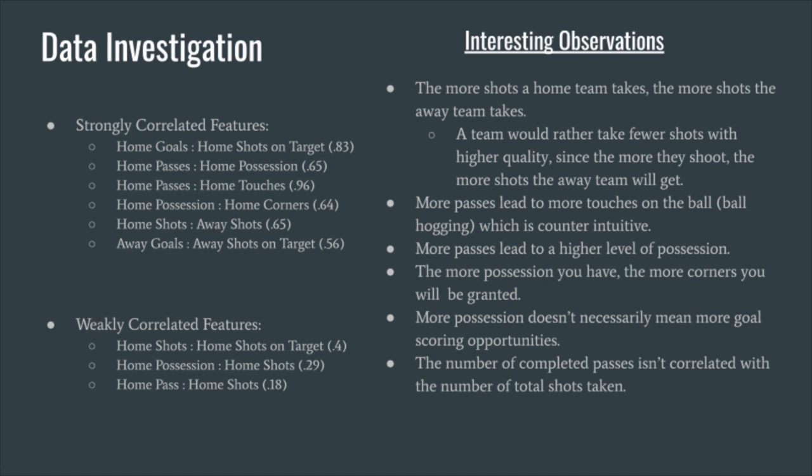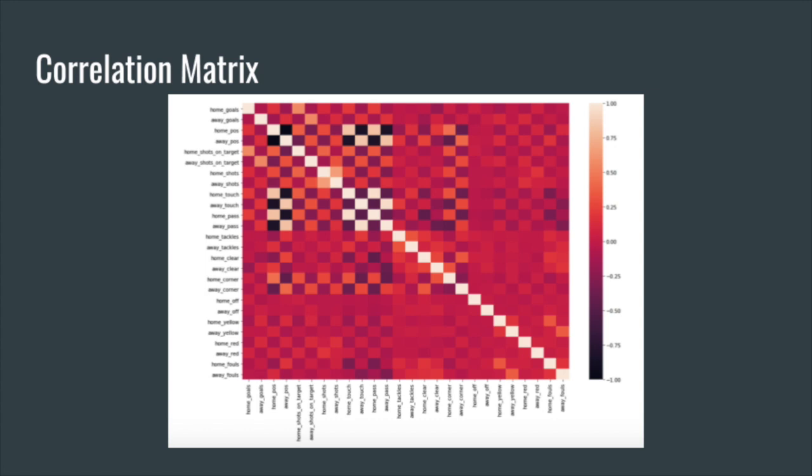More passes lead to a higher level of possession. The more possession you have, the more corners you will be granted. More possession doesn't necessarily mean more goal scoring opportunities, and the number of completed passes isn't correlated with the number of total shots taken. Next, we decided to use a heat map to visualize the correlation matrix. Here we can see certain distinct areas that are more important when predicting a result. This heat map further validates our belief that certain features should be weighed more heavily.